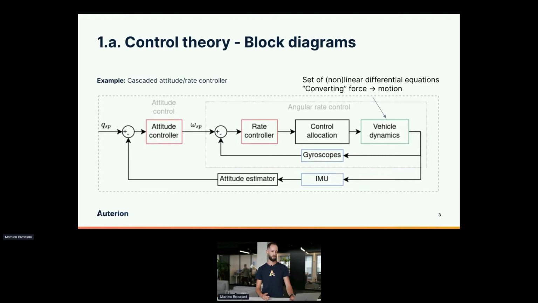So we have the rate control loop. So we try to control the angular velocity of the drone. And then we have the attitude loop around. So what we do here is that we measure the behavior of the drone with some gyroscope. We try to control the angular rate here with a rate controller. And the same for the attitude. We also have an attitude controller.